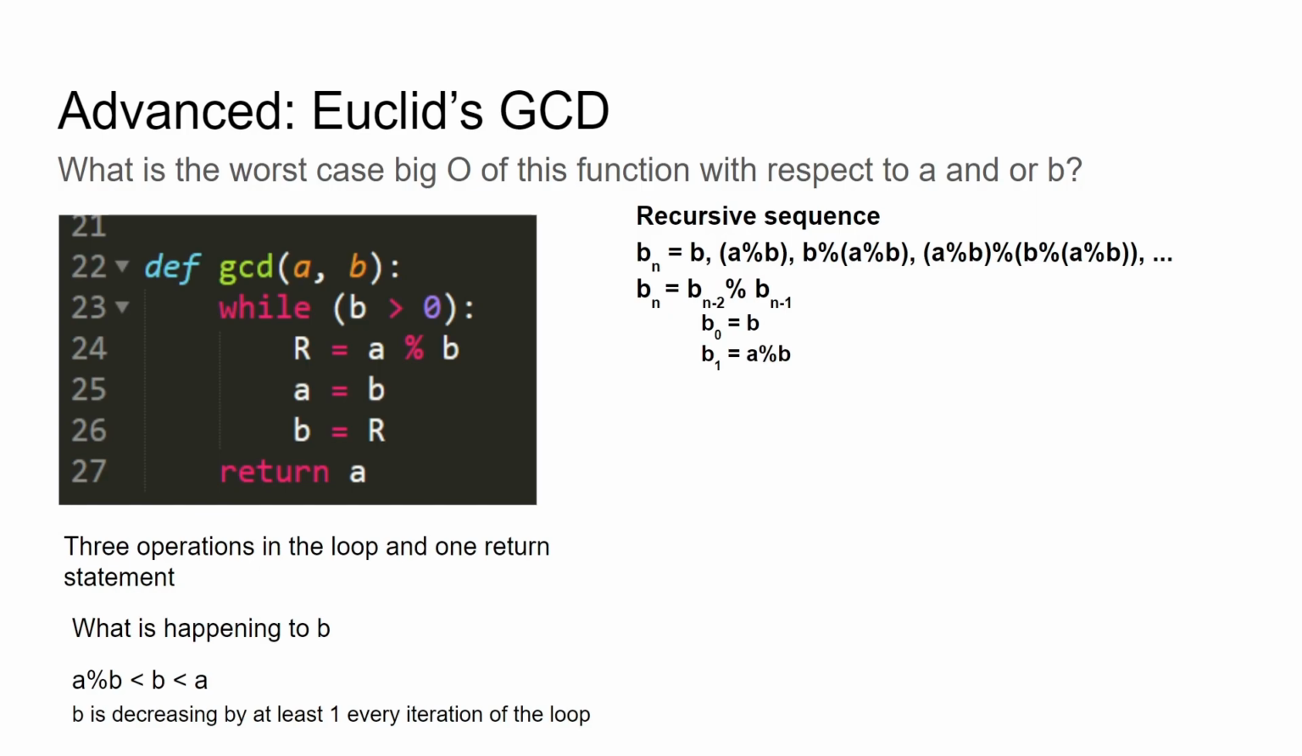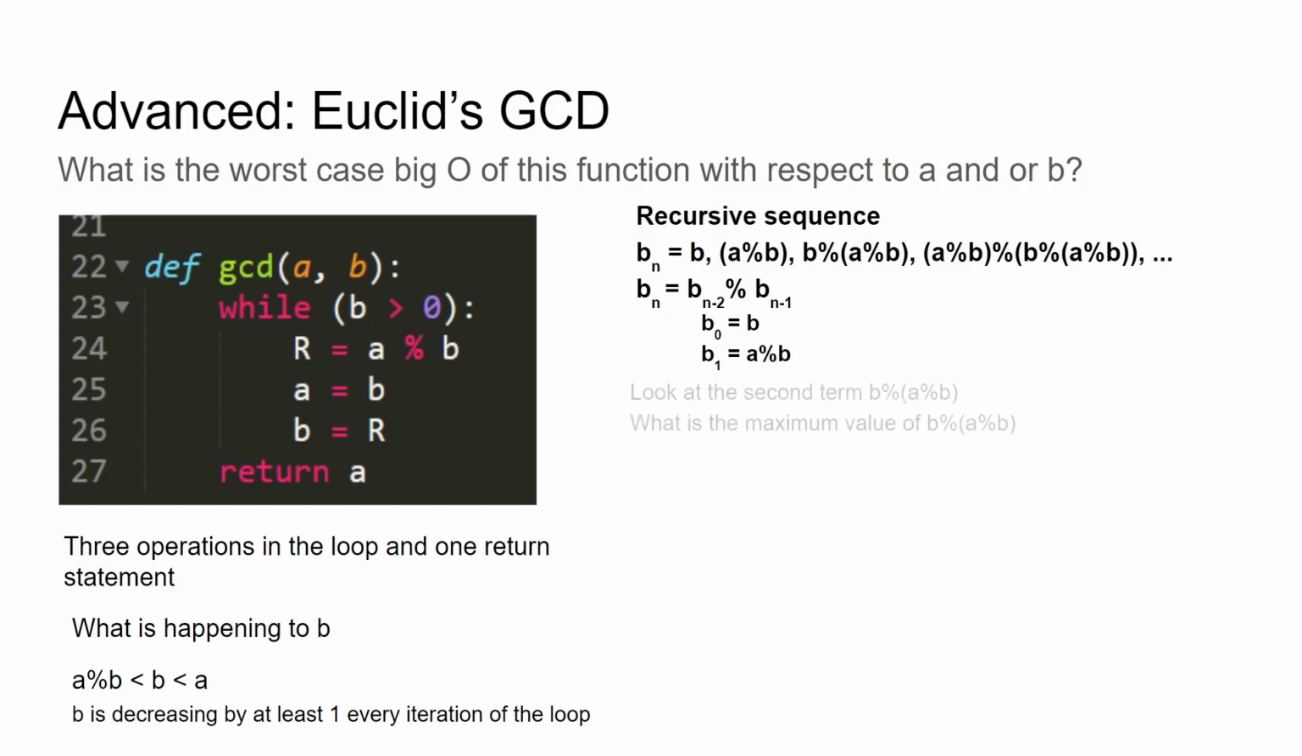And if we write these terms down, we will see that it forms a recursive sequence where b of n is equal to b of n minus 2 mod b of n minus 1. Since the recursive sequence is defined by two previous terms, if we find the minimum value by which b decreased after 2 iterations, we know that every pair of 2 iterations after will decrease b by at least that amount as well.